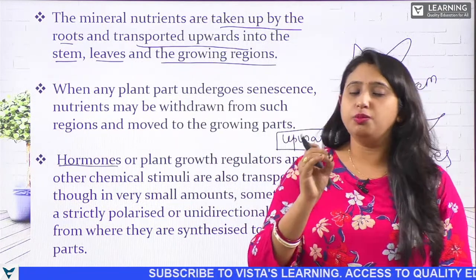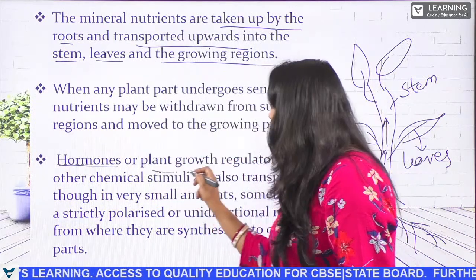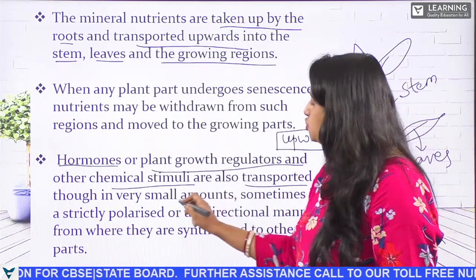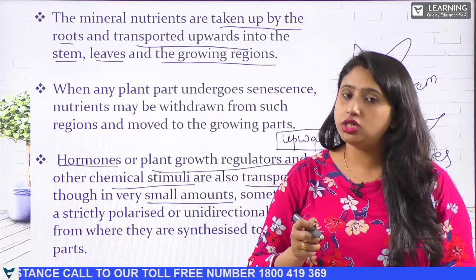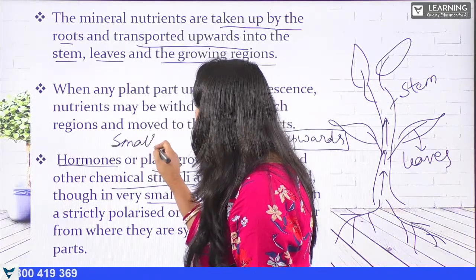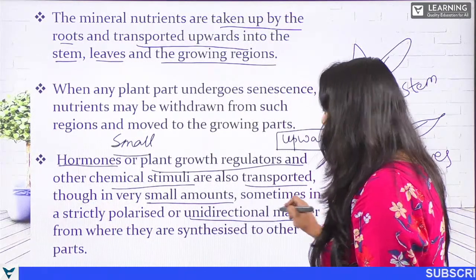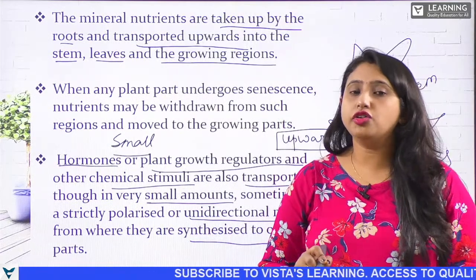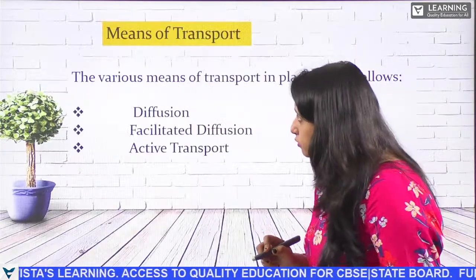Different parts of the plants produce hormones in different locations, right? The plant hormones, or plant growth regulators, are other chemical stimuli. They are also transported in very small amounts. Sometimes they are transported in a strictly polarized or unidirectional manner, from where they are synthesized to other parts.